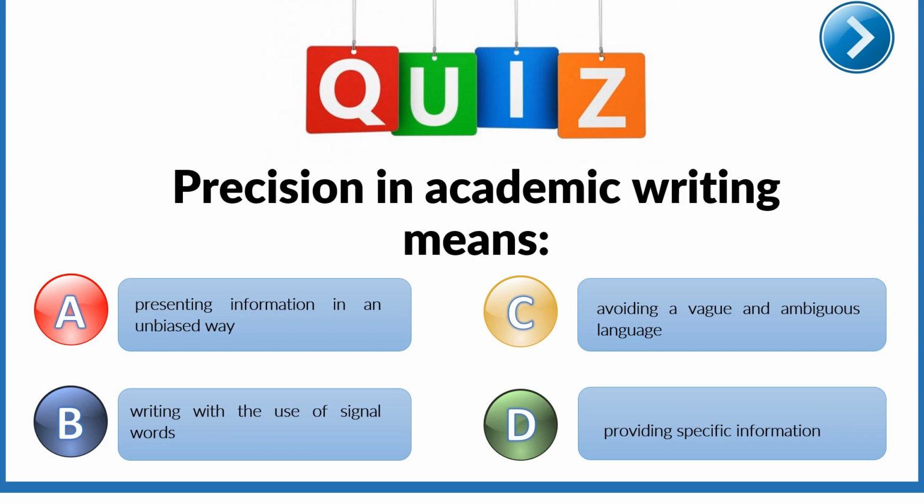For the next item, precision in academic writing means A. Presenting information in an unbiased way. B. Writing with the use of signal words. C. Avoiding a vague and ambiguous language. Or D. Providing specific information. What's your answer? Correct. It's D. Providing specific information.